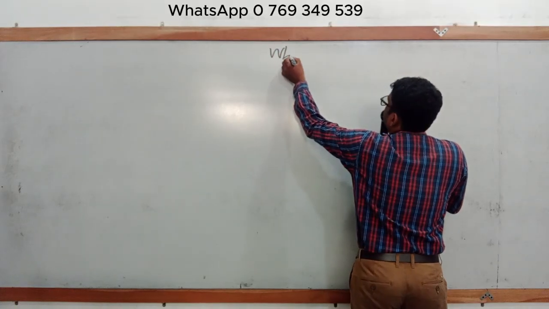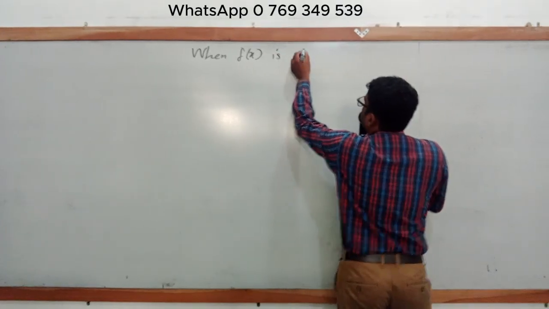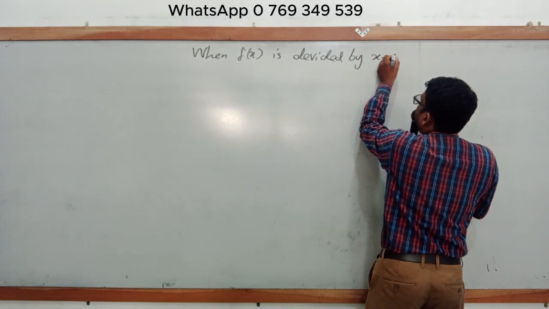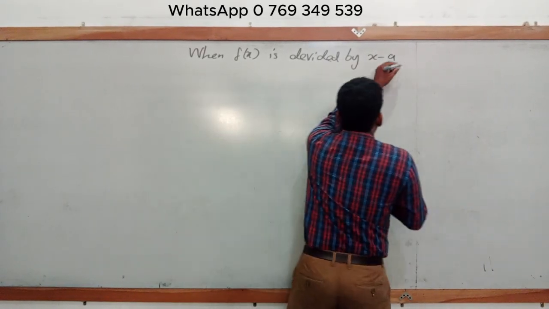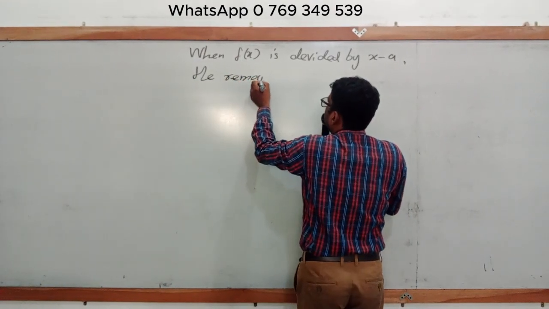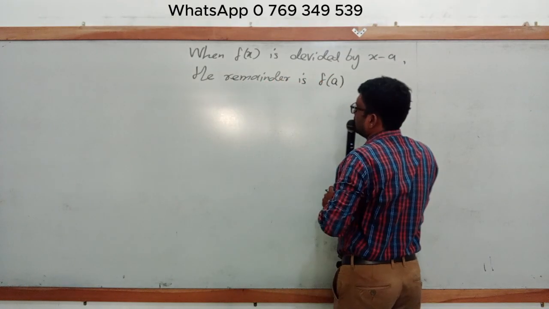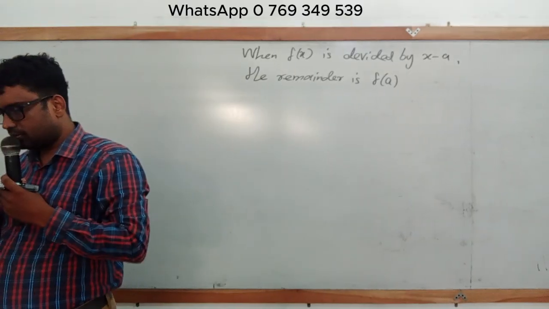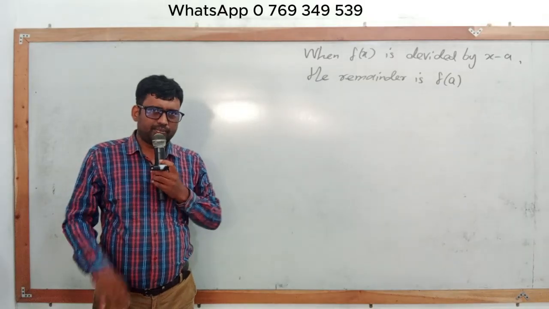When f(x) is divided by x minus a, the remainder is f(a). Remainder is f(a). That is the theory.